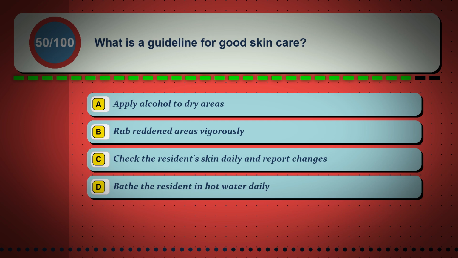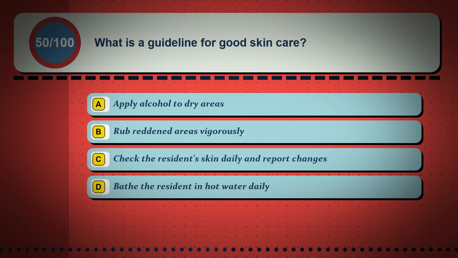Question 50. What is a guideline for good skin care? Option A. Apply alcohol to dry areas. Option B. Rub reddened areas vigorously. Option C. Check the resident's skin daily and report changes. Option D. Bathe the resident in hot water daily.